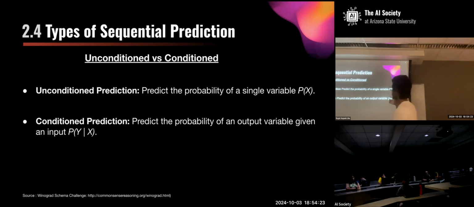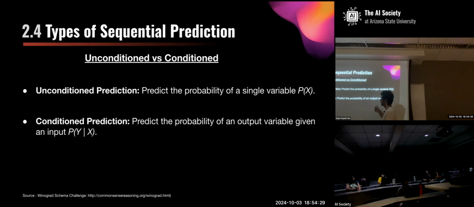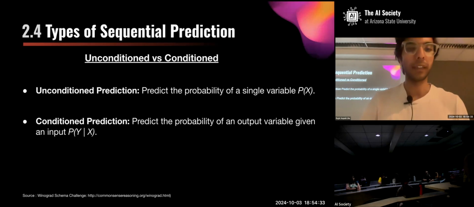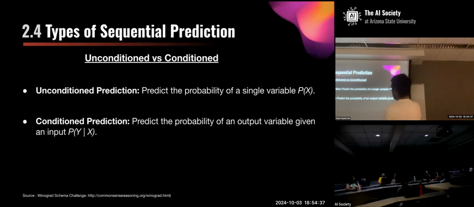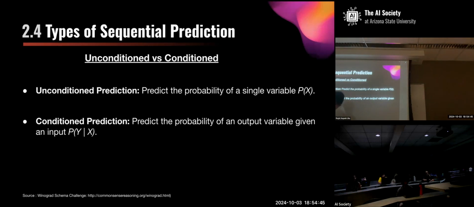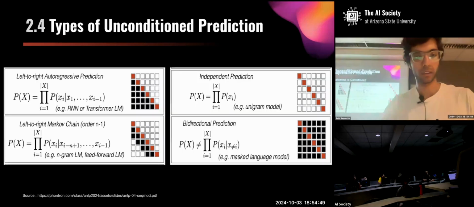In sequential predictions, there are two major types. One is unconditioned and the second is conditioned, or conditional, prediction. It's based on probability. If it is unconditional, there is nothing in the evidence. If it is conditioned, then you are predicting the probability of an output variable y given something. We'll see examples of that.